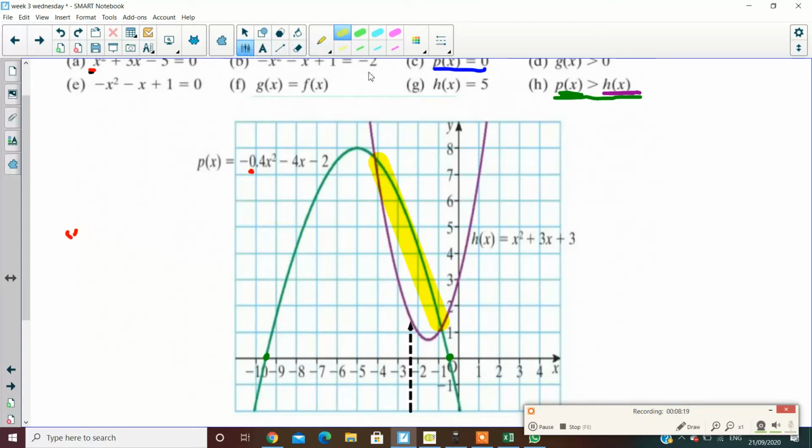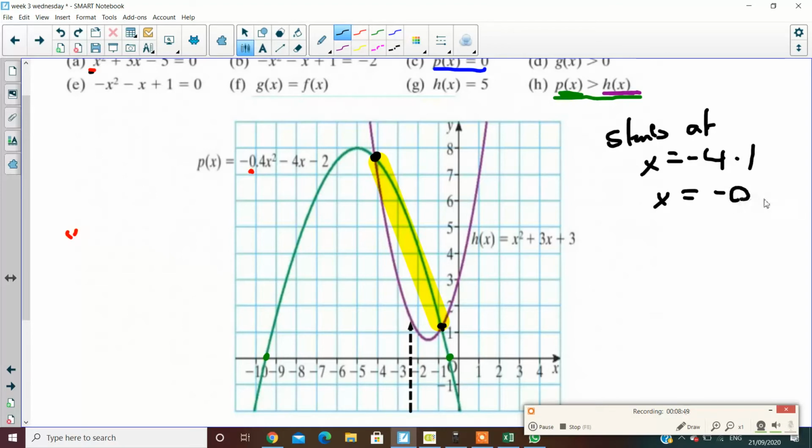When does it start? So we need to write down when does it start. What is the X value they start at? Just minus 4.1-ish. So it starts at X equals minus 4.1. When does it end? Minus 0.8-ish will do me nicely. How do I write that in maths language? All the values in between minus 4.1 and minus 0.8, the green line lies above the purple line. That's what that question means. How do I show that?